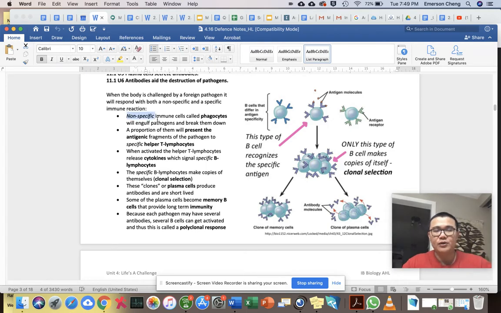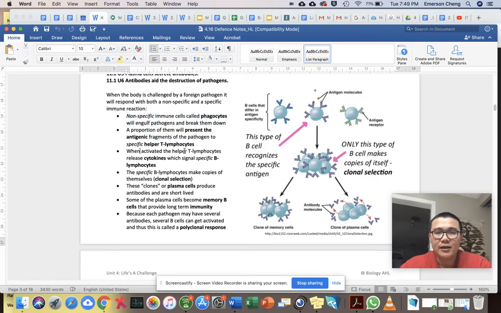So here, non-specific immune cells called phagocytes engulf pathogens and present the antigen fragments to specific helper T cells. This is similar to what we talked about previously. I'm trying to find a diagram of that. This part is not shown in this diagram. But here it talks about clonal selection, which I kind of talked about in the other video.